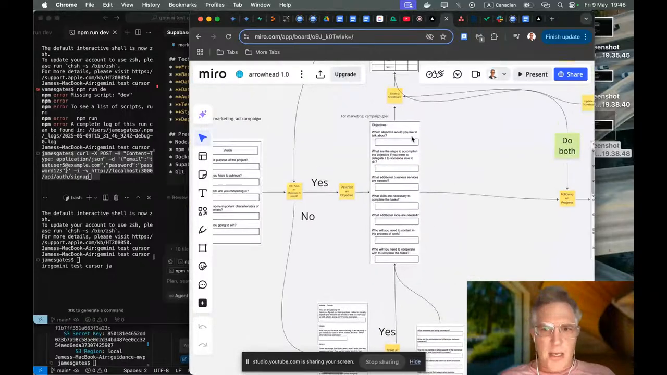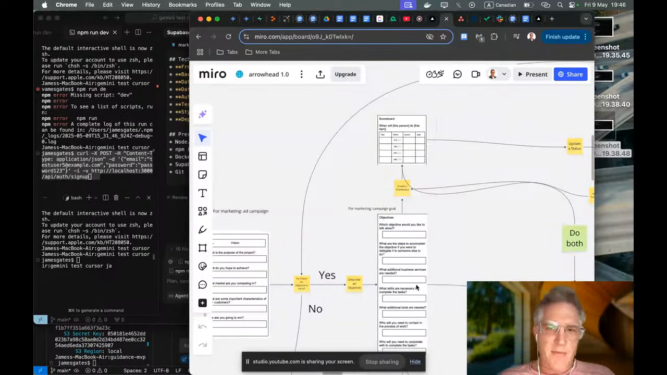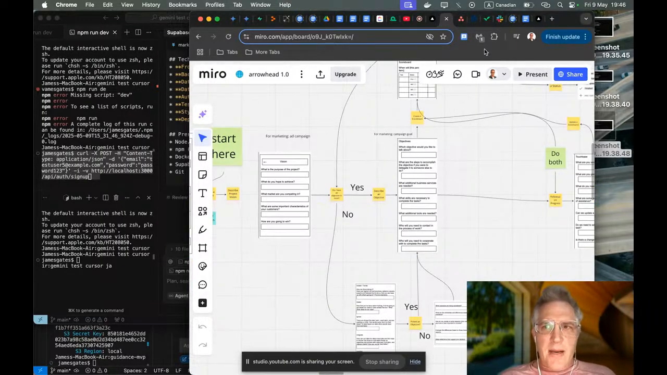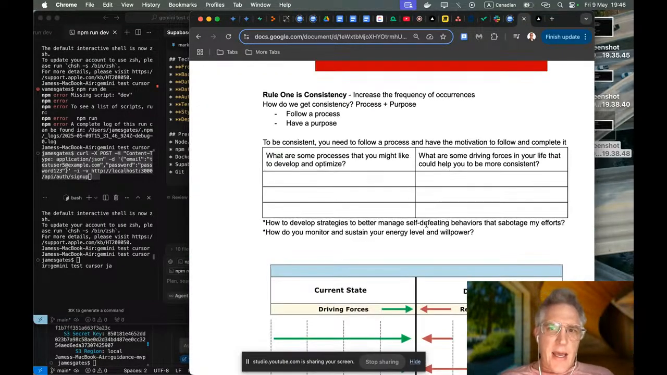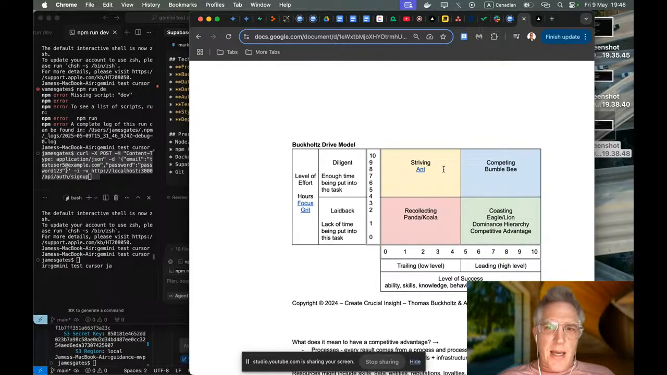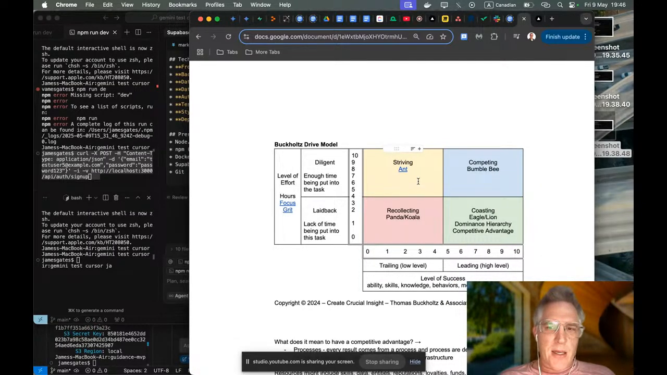So maybe the answers that you get, let's say that you use the brainstorming module, and then that brainstorming module gives you a set of objectives. And now I have a set of objectives and a set of tasks. Now, those objectives and those tasks may be based on the idea that you are currently an ant, that you have a very high level of effort but a very low level of success. And then we're trying to change something within our organizations in order to help us become more competitive.